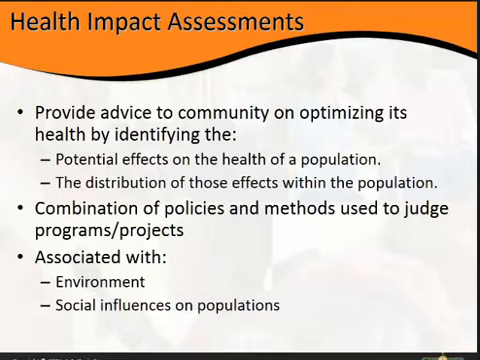Health impact assessments provide advice to the community on optimizing its health by identifying the potential effects on the health of the population and the distribution of those effects within the population. A combination of policies and methods is used to judge programs and projects, and is associated more with environmental and social influences on populations. There are specific steps used to do a health impact assessment, and those are listed in the textbook in Chapter 4 if you are interested in looking at that further for your population or your choice of projects.